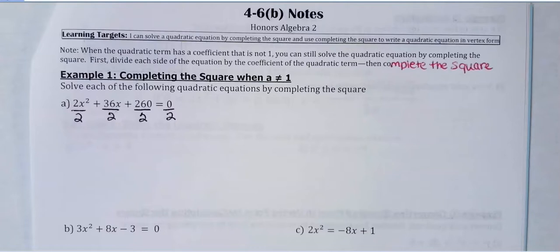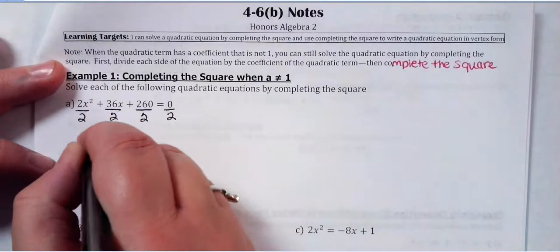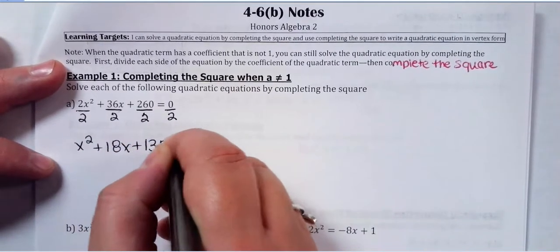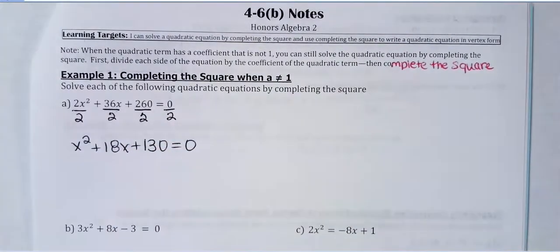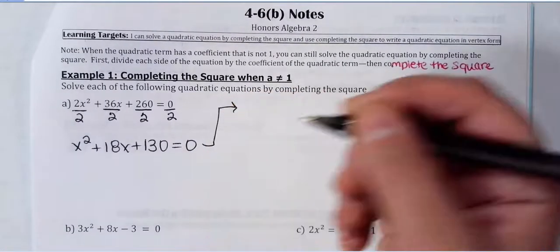Now, in this particular case, this is going to be very nice for us because all these numbers are divisible by 2. So this is going to become x squared plus 18x plus 130 equals 0. This is actually going to turn out to be very similar to what we were doing the last time. Okay, now, I know it's been a little bit since we have done this.